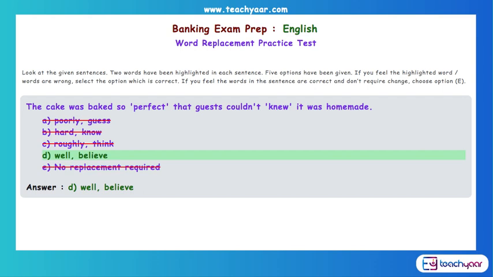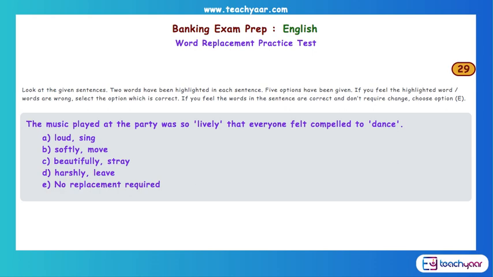So what was the mistake here? Was baked so perfect. We know that it was made very well, but perfect is wrong. It should have been perfectly. If you look in the options, poorly is wrong because it shows that the cake was not baked well, and here it says it was baked well. So poorly is wrong, B hard is wrong, C roughly is wrong, D well is correct. If you look for the second word, guests couldn't knew it was homemade. Couldn't know, it should not have been knew. So here we have the substitute word believe. So D is the answer. Next question.